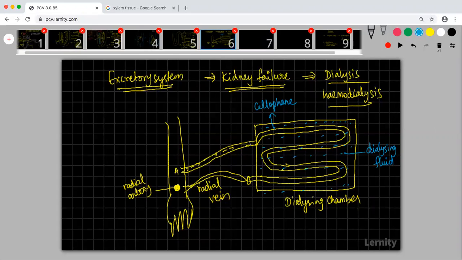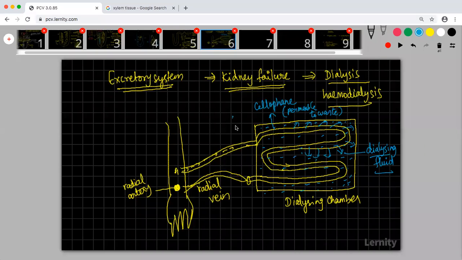So if the blood is taken into this particular pathway, what will ultimately happen? This cellophane will ensure that urea is going out, hippuric acid, all the waste. Cellophane is permeable to waste. This dialyzing fluid is capable of absorbing it. So what will happen? The urea will start to go. As the urea's concentration is increasing here, the movement will stop.